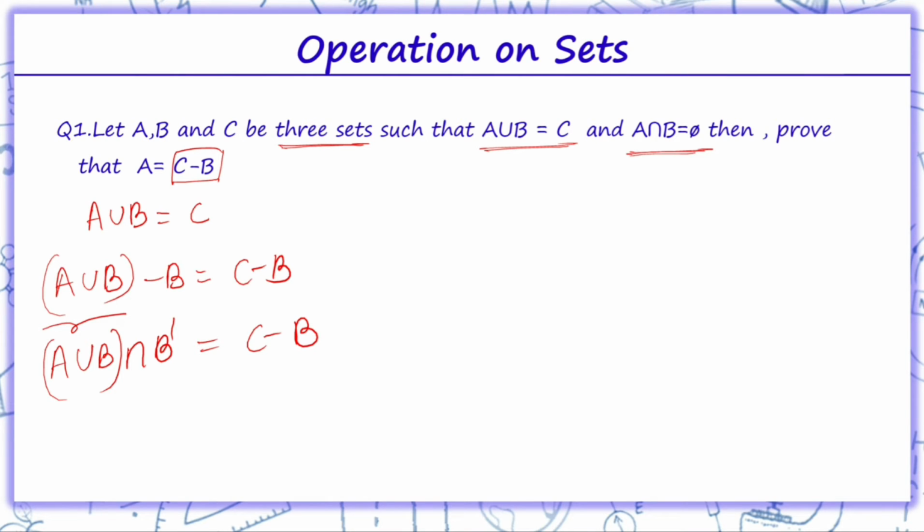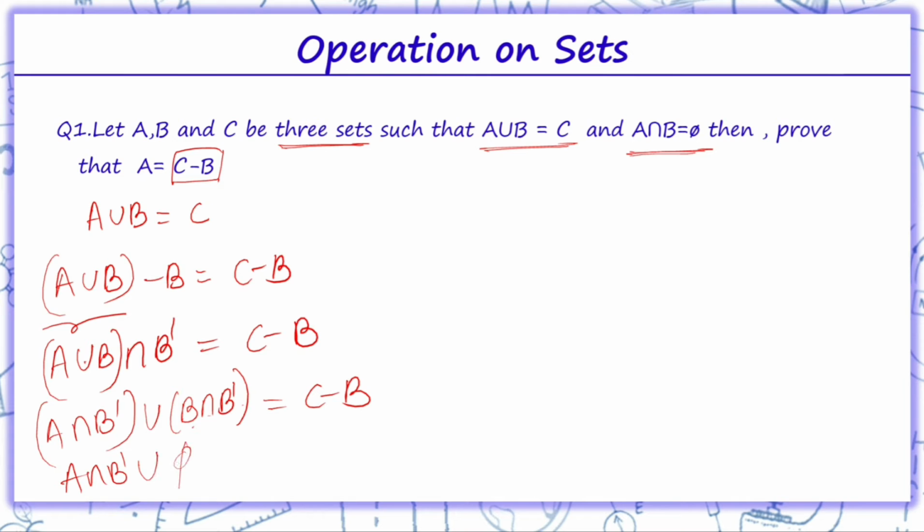C minus B. Now how to solve this one? This also we studied in our previous video. It will be written as A intersection B complement, this union will come here, B intersection B complement is C minus B. Now over here we are provided with A intersection B is phi. So obviously B intersection B complement, there will be nothing in common. So it can be written as phi.